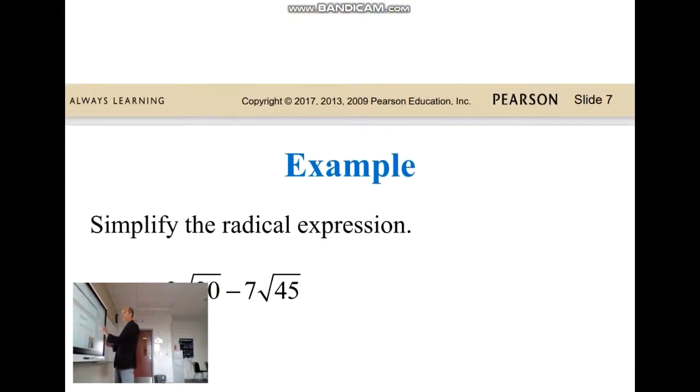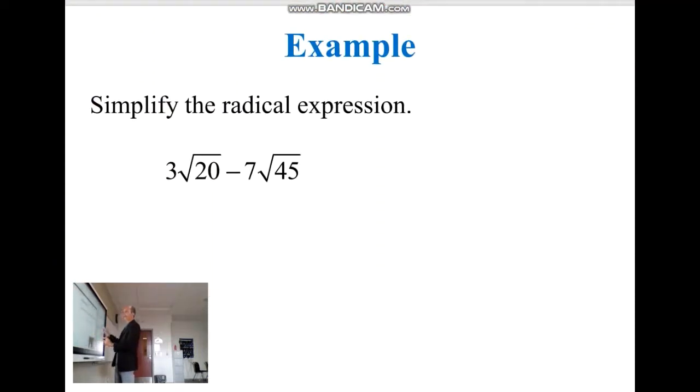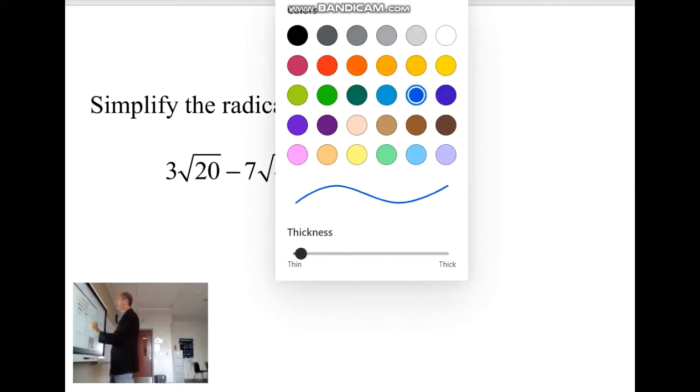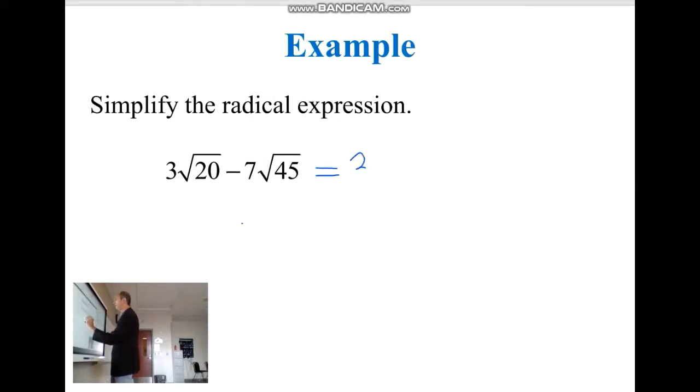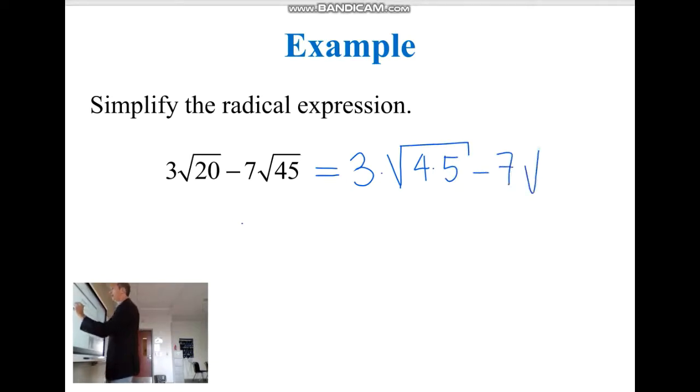Checking out another example: simplify this radical expression. You have 3 times square root of 20 minus 7 times square root of 45. For 20, we can factor it: this is 3 times the square root of 4 times 5. And we can also factor out 45. 45 is 9 times 5. Very good. Now we have a subtraction.